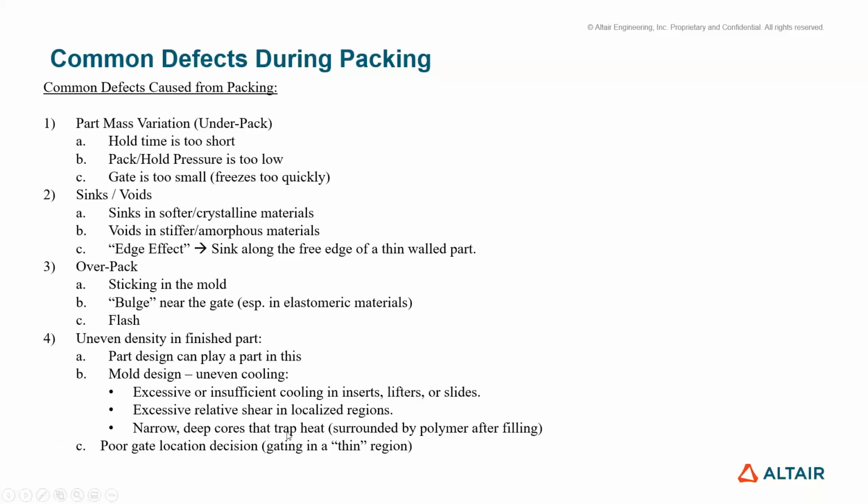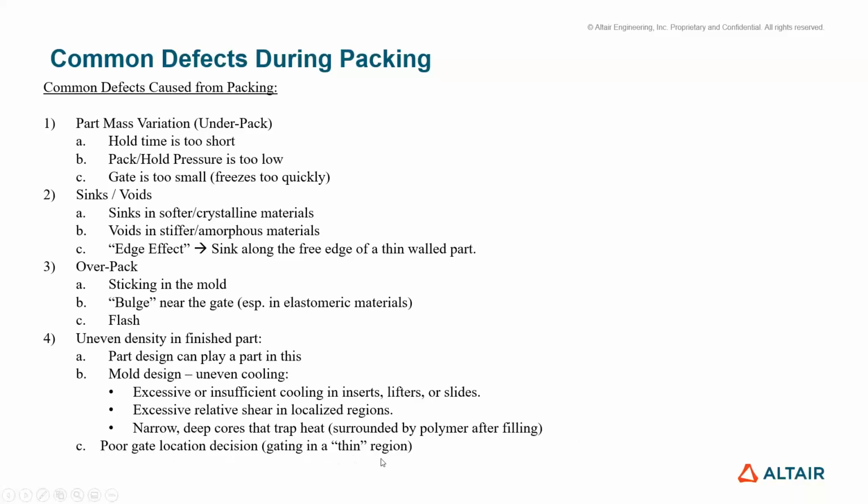If I put really, really deep cores, they'll trap heat. They get really, really hot, and then it's really hard to get cooling out of there, and so it shrinks more, and you have trouble dealing with your part after that, right? So getting even cooling is really hard if you're trapping heat by surrounding deep cores.